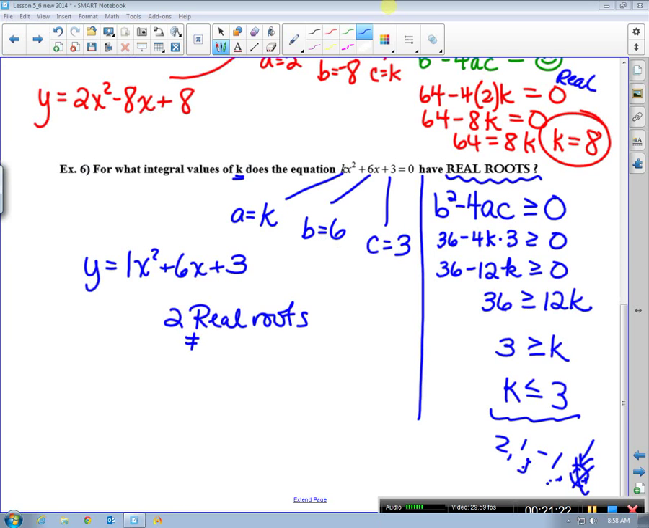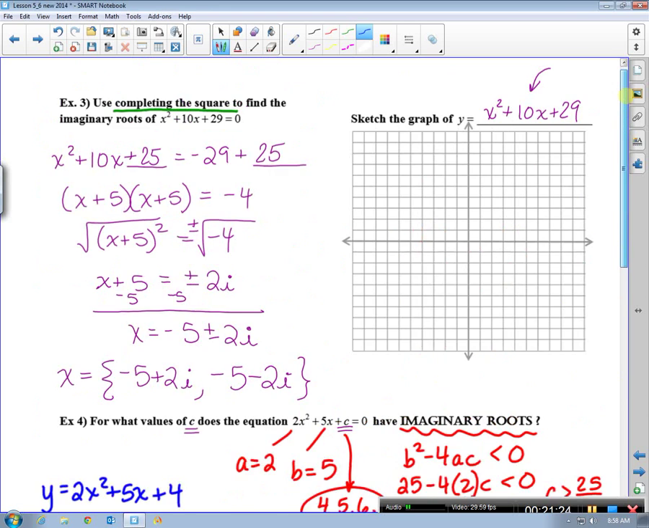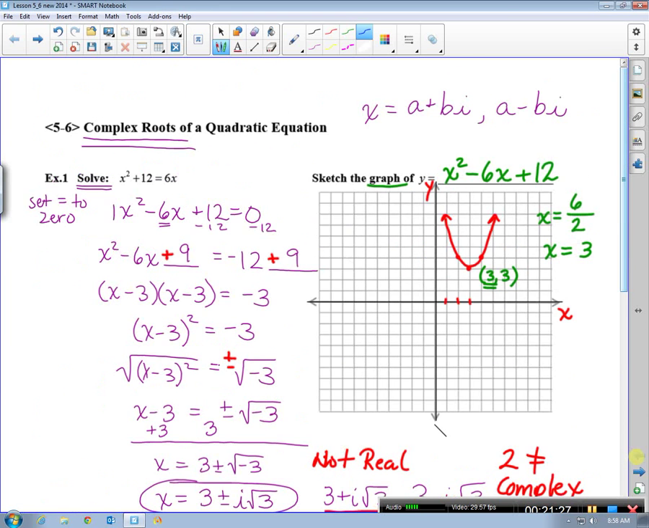Okay, write down any questions that you have. The main goal of this section was finding complex roots for a quadratic, and then also connecting the idea of the picture with the roots that you get.